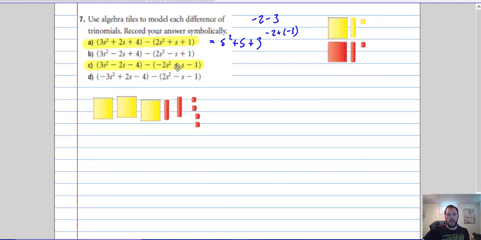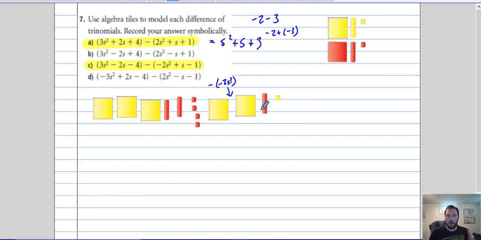So what is the negative of negative 2s squared? Well, it's positive 2s squared. And what is the negative of s? Well, it's negative s. And what is the negative of negative 1? It's positive 1. So I can take all of these 3 terms inside the second polynomial, and I am subtracting them. So instead of thinking about it like a subtraction, I can think about it like the addition of their negatives.